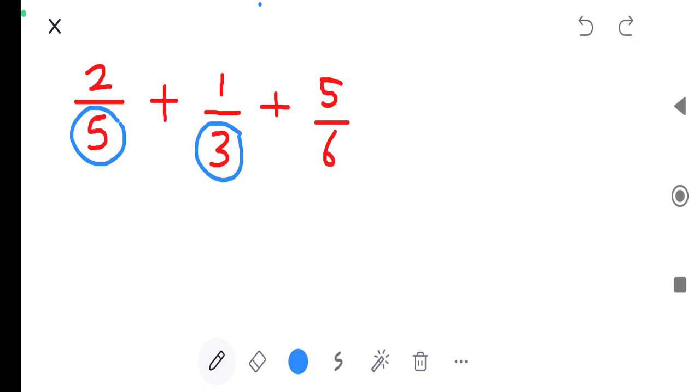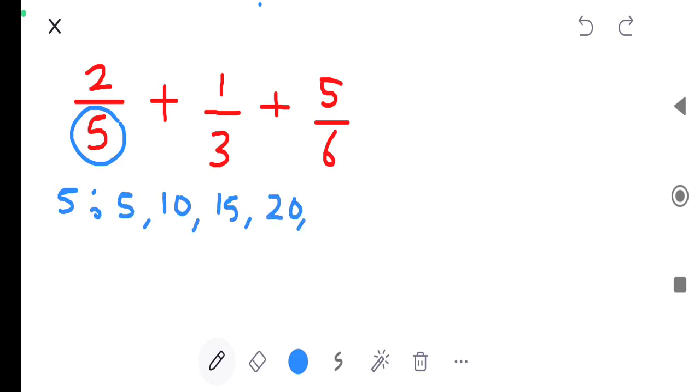Now starting with the first denominator, which is 5, you write 5, then you write the 5 times table. 5 times 1 is 5, 5 times 2 is 10, 5 times 3 is 15, 5 times 4 is 20, 5 times 5 is 25, 5 times 6 is 30. Let me stop here. Move on to the second denominator, which is 3.